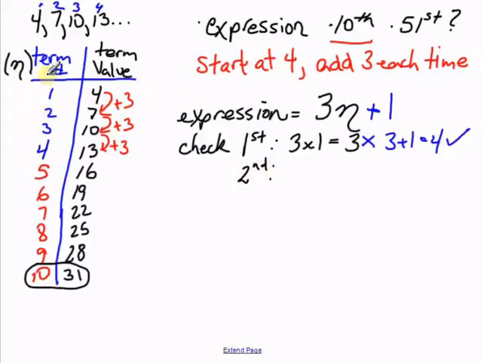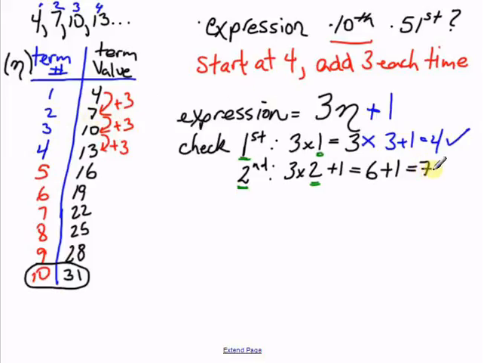The second term number, I'm going to use n equals 2. So now my expression is 3 times n plus 1. So 3 times 2 this time, because my n is 2, because term numbers are the n's. 3 times 2 plus 1, because now my expression has this plus 1 on it. I think I need to have that there so it'll calculate all of these numbers correctly. So 3 times 2, that's 6. Add 1, I get 7. Is 7 the second number in the pattern?